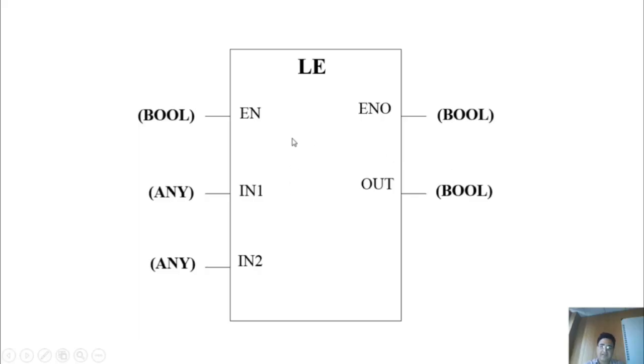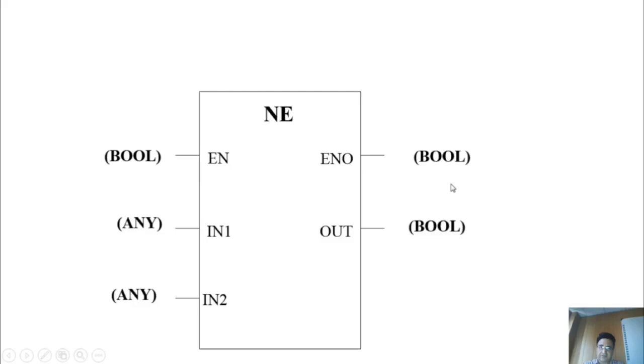This is the LE function, which means less than or equal to. If our first data is less than or equal to our second data, our output will be 1. Otherwise, our output will be 0, and this function is not equal. If these two inputs are not equal to each other, our output will be 1. But if they are equal, our output will be 0. Not equal means they should not be equal to each other.